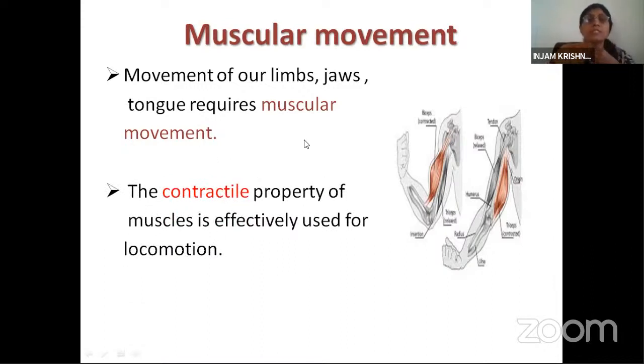Why this muscular movement? Is there any special? Yes, the contractile property of muscle is effectively used for locomotion. Muscles have specialized character, that is contractile property. What is the meaning of contractile? Contractile means forcibly come close. That is called contraction. So muscles have such a kind of ability. Other tissues don't have such a kind of character. That's why it is the most important property to our muscular movement.